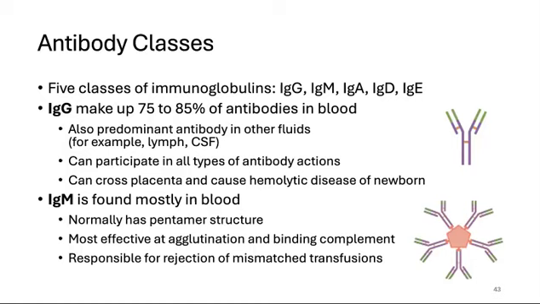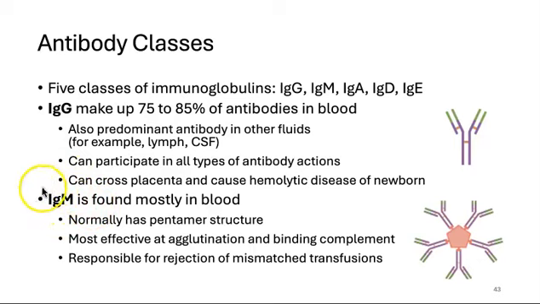And it can participate in all types of antibody actions. We'll talk a bit more about what those actions are in just a few slides. And it can also cross the placenta. It's the only immunoglobulin that is able to do this. And in the case of hemolytic disease of a newborn, unfortunately, it's because of this antibody that's able to cross that placenta. But luckily, we have really good screening now in order to prevent that from happening. The crossing of the placenta is great because we are able to give some immunity to the soon-to-be born infant.